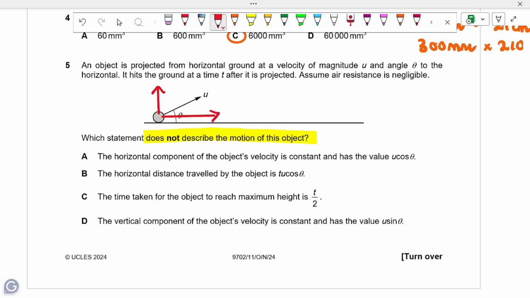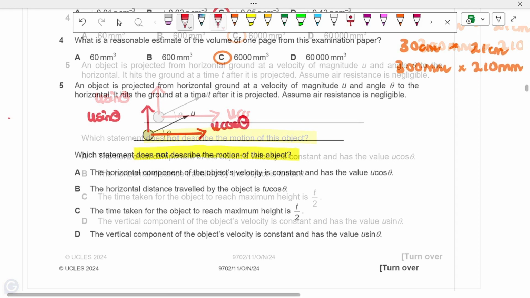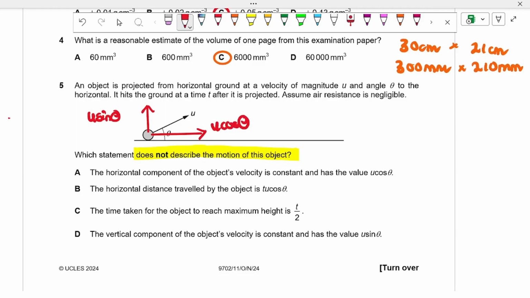So if you want to resolve, because you run away from the angle, right? You run away from your sins, you arrive at u sine theta. And because you close the angle, close starts with a C, so you also arrive at u cos theta. Just an easy way to resolve without thinking too much. So the horizontal component is constant and it has a value of u cos theta. That's correct. The horizontal distance traveled, I know that S is equal to ut. So take u cos theta times t.